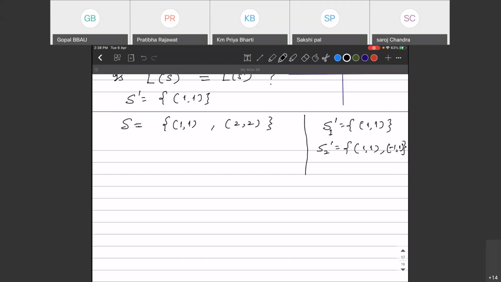Okay. Now we have two sets of subset. So S and S dash. यहाँ पर क्या लिखा? So in first case, what is LS and what is LS dash? Is this true? LS equal to LS dash?